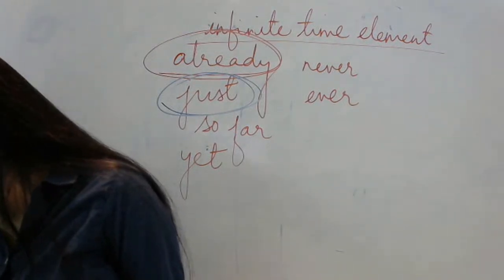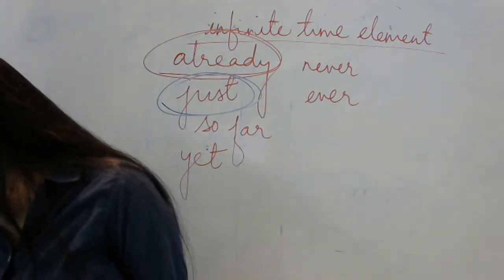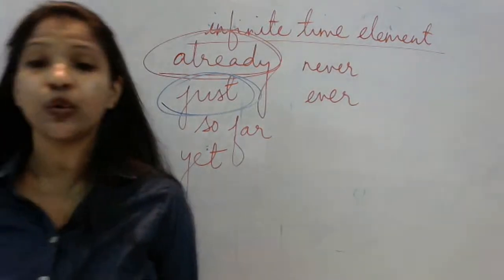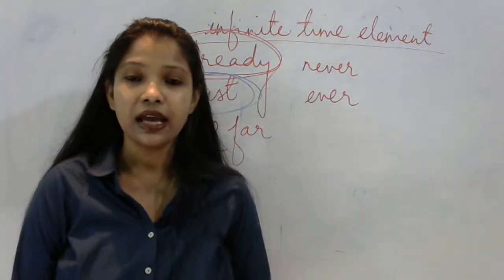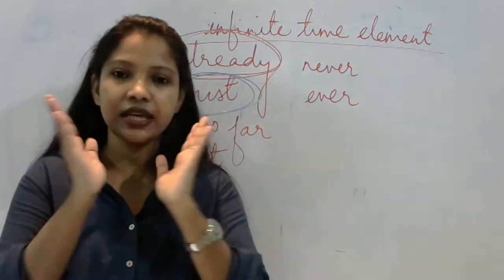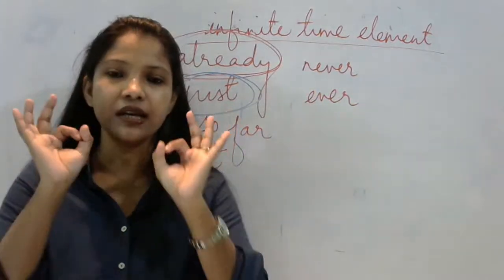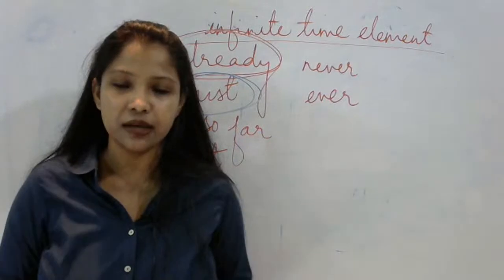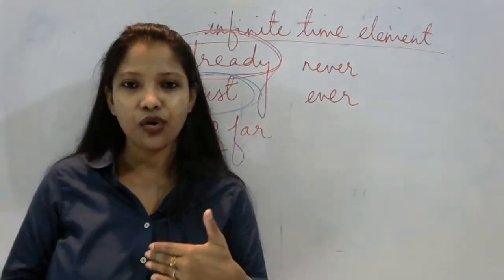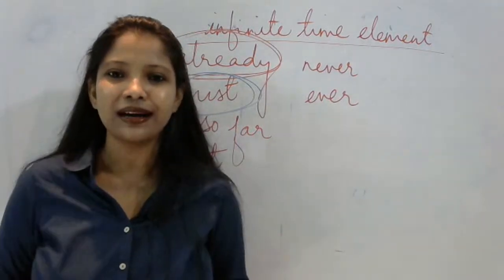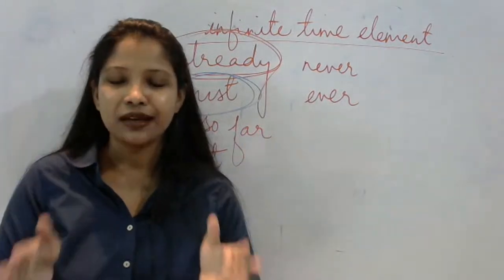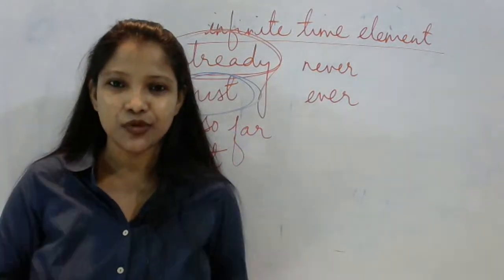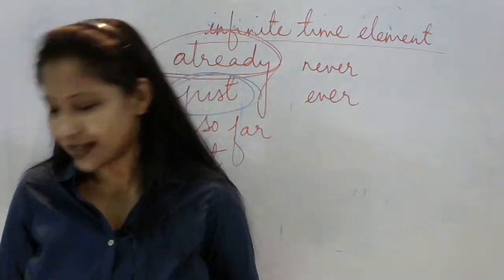Okay. Where should we use already, in the starting of the sentence? No, Ayush, I told you not the starting. Between have, has and V3. That is the ideal placing of these time elements. I have already done my homework. So where is already? Between have and done. So that is the right positioning of these time elements.